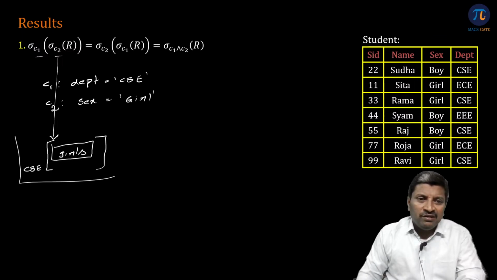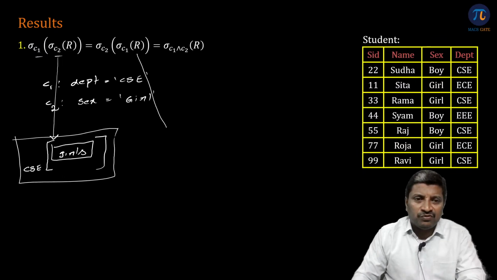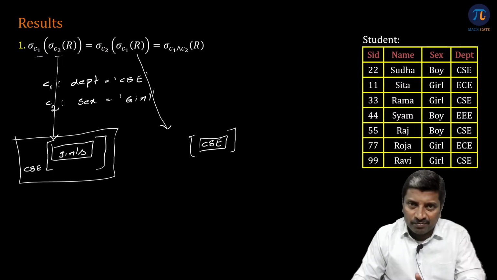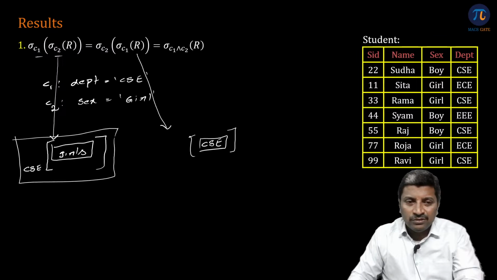What will happen, sir? Finally, I am getting the list of all the CSC girls. Right? Instead of that one, what is the second one, sir? First, I will ask all the students who are in CSC department, please stand up. So then all the boys and girls of CSC department will stand up. Then I will ask all the boys sit down. I want only girls.